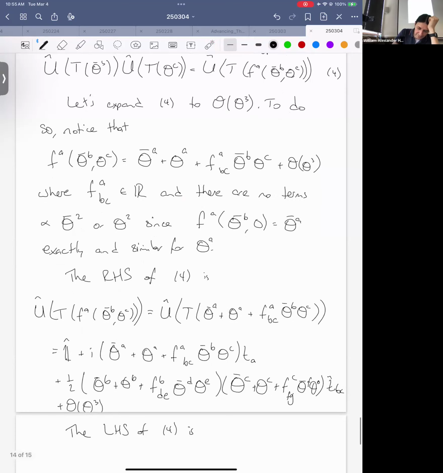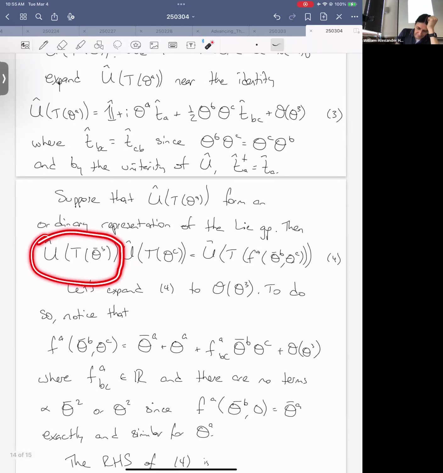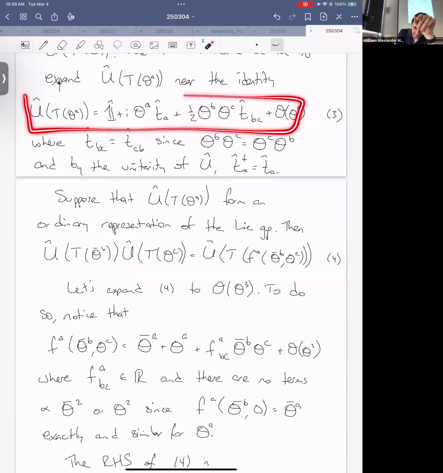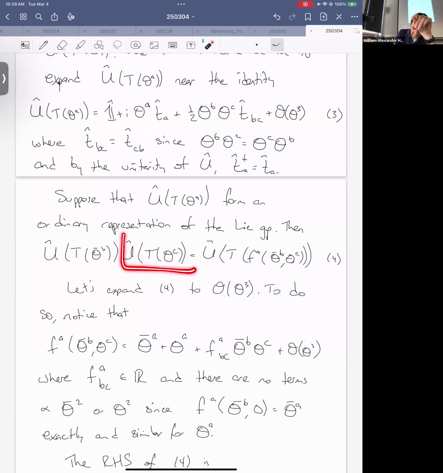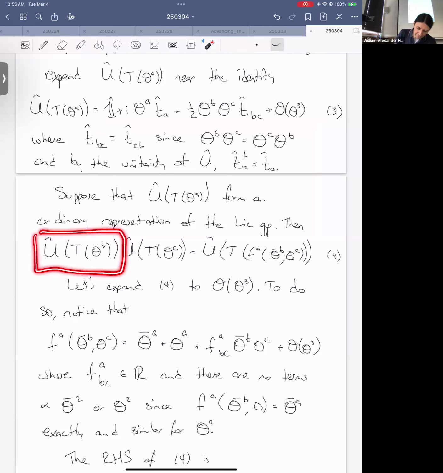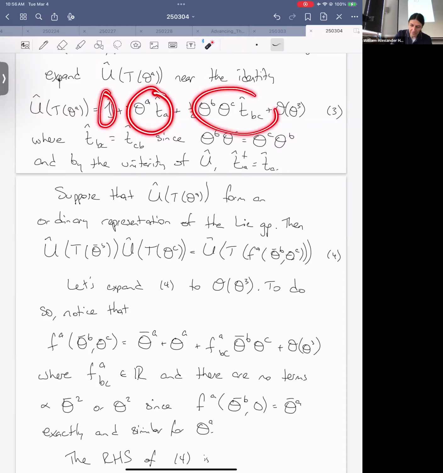So the left-hand side, if I look at this, I'm going to get u of t of theta bar b, but u of t of theta bar b is going to be 1 plus i theta bar b tb plus 1/2 theta bar b theta bar c tbc. So each one of the operators themselves is going to be fully contracted with respect to the parameter indices, right? So I've got a 1, I've got the full contraction here, I've got a full contraction here.